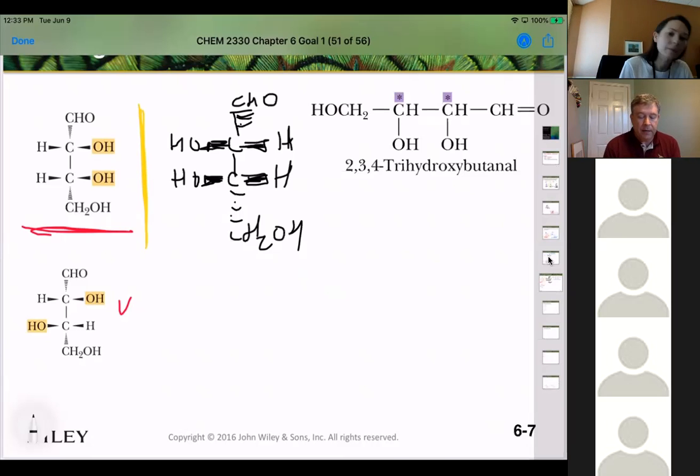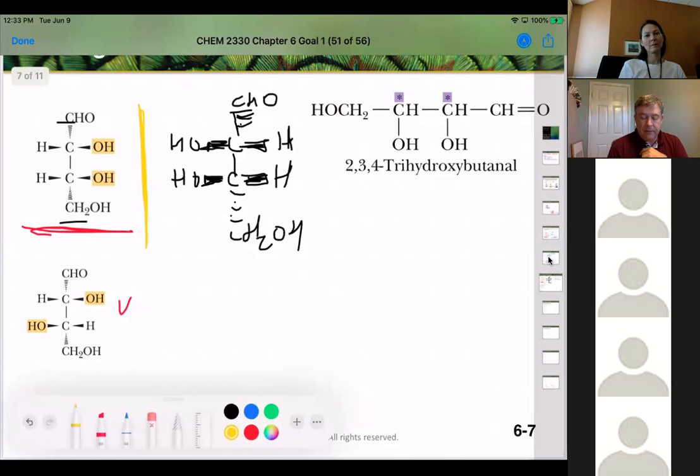Now in this case, because this group is different than this group, we do not have a mirror plane. We don't have to worry about finding a meso compound. And so because these are mirror images of it and they have different groups on the top and bottom, they cannot be superimposable. So we know we've drawn it correctly.